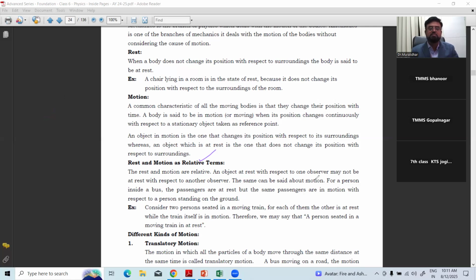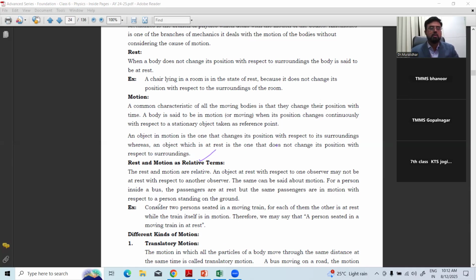An object at rest with respect to one observer may not be at rest with respect to another observer. For example, you are standing near the bus stop. A person is going by car. He crosses you. You feel that the person is in motion. But the person who is seeing from the car feels that you are in motion. That is called a relative term. The driver who is sitting in the car, any passenger, they are actually at rest only. The car is moving, but they are observed to be in motion.